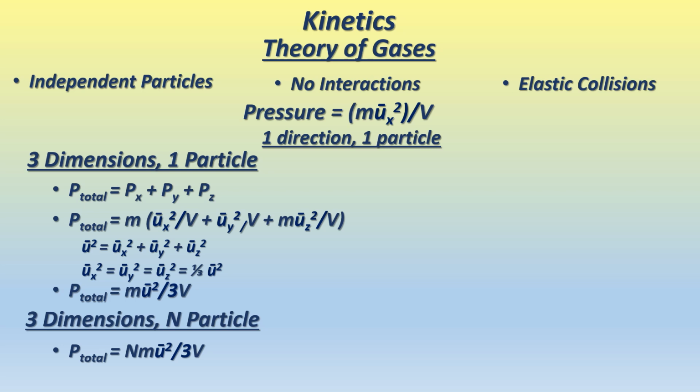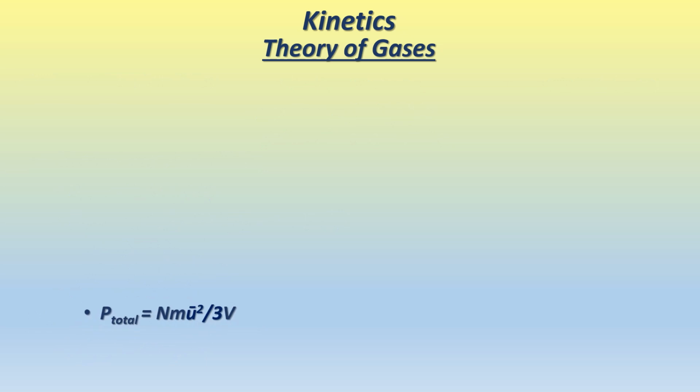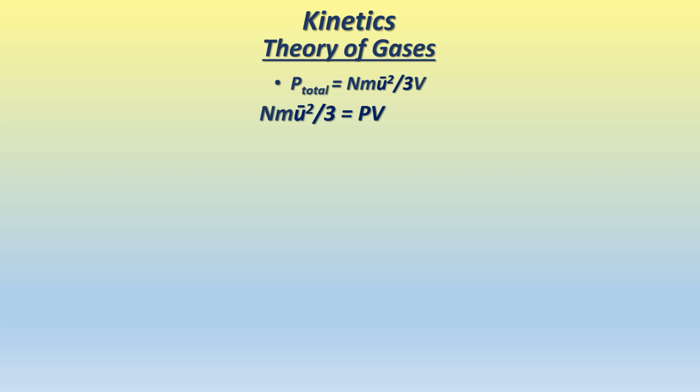At this point, you may notice that there are some letters that are beginning to look familiar, specifically P and V. So I can rewrite this to say n times mu squared over 3 is equal to PV. However, PV is also equal to nRT from the ideal gas law. One substitution, so n number of particles times the mass of each particle times the velocity squared of the particle divided by 3 is equal to the number of moles of particles present times this gas constant times the temperature.